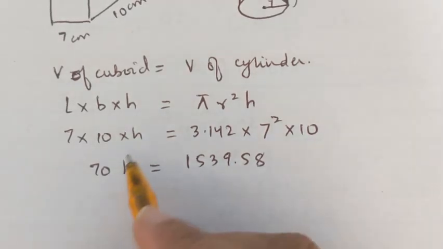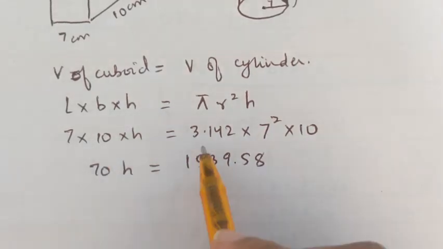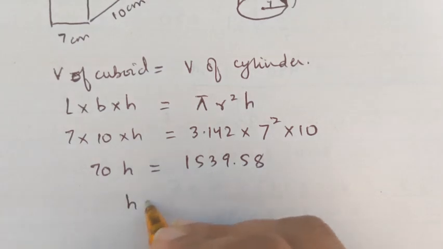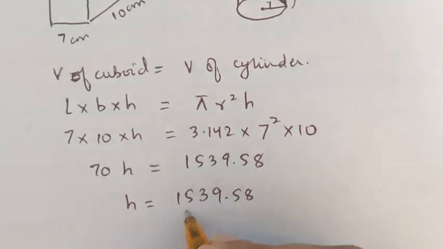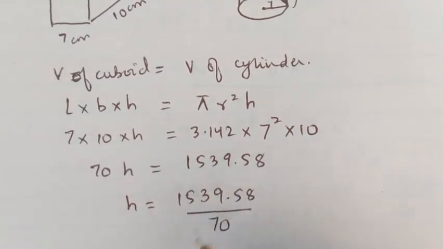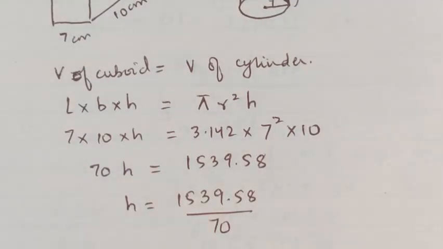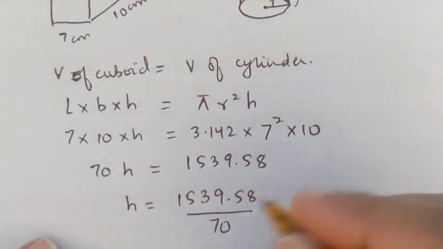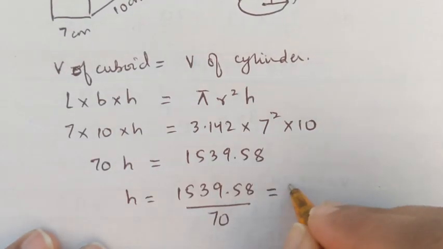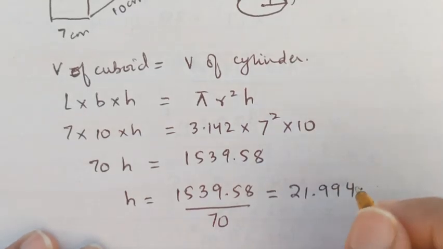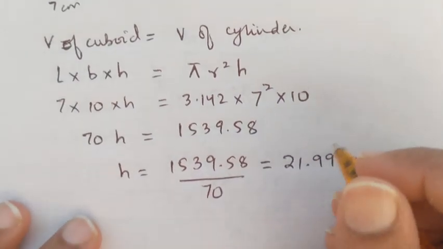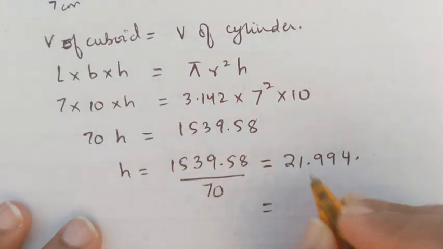So from here we can say that if the volume of the two sides are equal, it means the height will be 1539.58 divided by 70. So we'll simply divide it by 70 and we will get the answer, which is 21.994. But we have to write down the answer correct to three significant figures, which is 219.